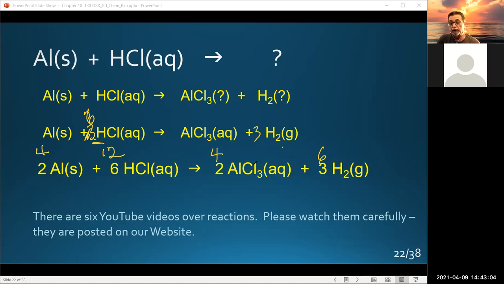But what you want to do by convention is use the coefficients always in the lowest terms, like in mathematics. Bring it down to the lowest common denominator. So the 4, the 12, the 4, and the 6 can all be reduced to 2, 6, 2, and 3.